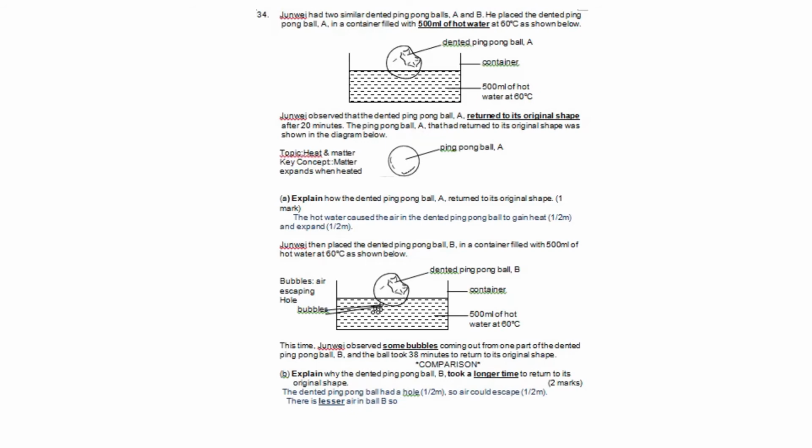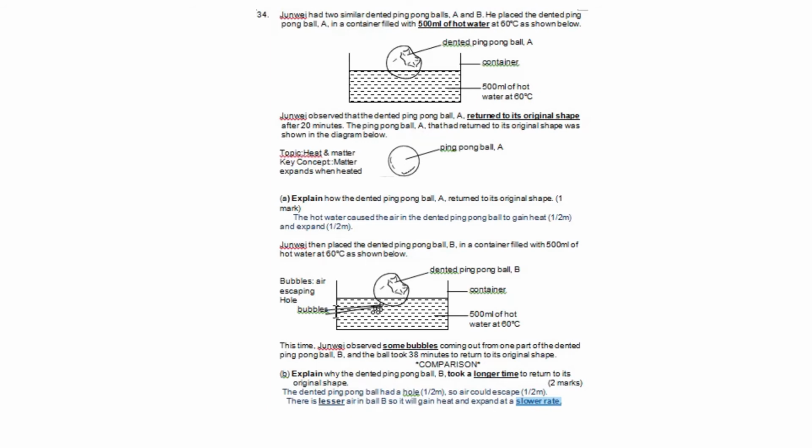So there's lesser air in ball B to gain heat and expand. So I'm trying to say here there's lesser air in ball B to gain heat and expand. Or you can also say there's lesser air in ball B, so it will gain heat and expand at a slower rate. So that's why it took a longer time, because it gains heat and expands at a slower rate. You can also see it this way. Again, I'm looking at the word lesser. I'm looking at the word slower. Again, because it is talking about comparing.